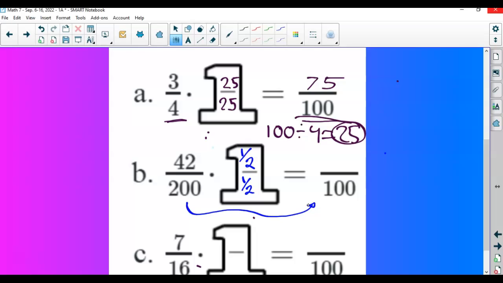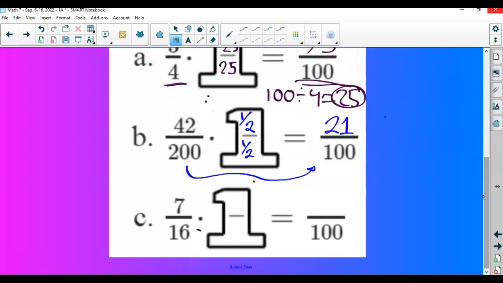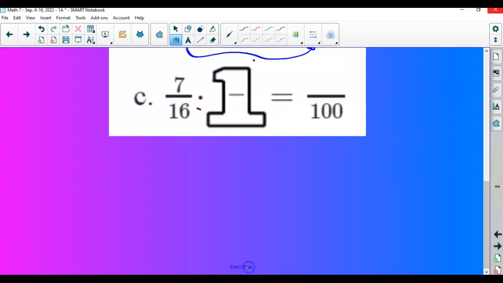So what is half of 42? Lily, what did you get up here? 21 is correct. Now down here, I'm going to claim this because we have 30 seconds left, and I want to get you out. I'm going to claim this one. Fine, talk me through it if you want to. How do I figure out what goes here?